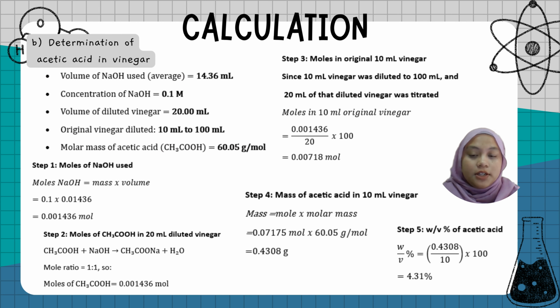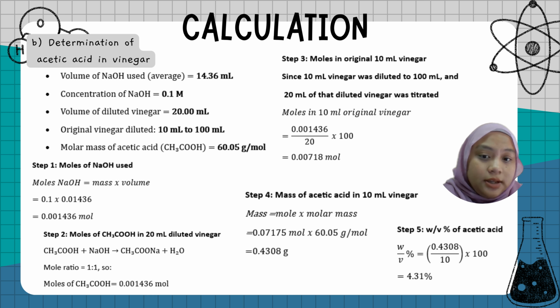Okay, now let's move on to the calculation of the determination of acetic acid in vinegar. First of all, we need to bring out the given information, and the first step is to find the moles of NaOH used. Moles is molarity times volume, and the moles that we got is 0.001436 mole. The second step is moles of CH3COOH in 20 ml diluted vinegar. So we need to bring out the chemical equation, which is CH3COOH plus NaOH gives CH3COONa plus H2O. The mole ratio is 1:1. Then moles of CH3COOH is 0.001436 mole.